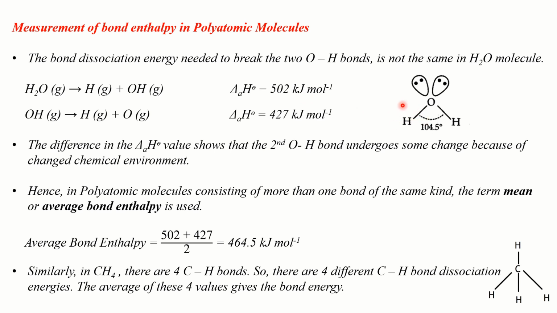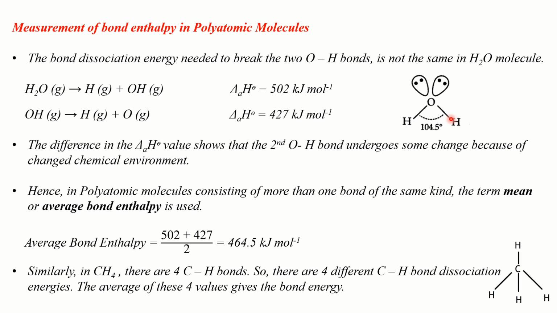Now after the breakage of the first OH bond, what are we left with? We are left with only the second OH bond, the OH species. This is relatively less stable when compared to the stability of the parent water molecule. Clear? So only a lesser amount of energy is required to break the second OH bond, which is relatively less stable.